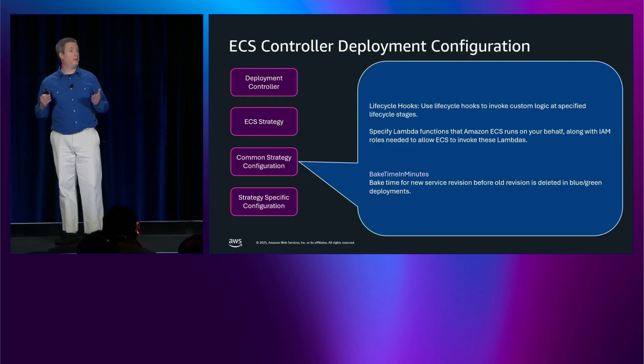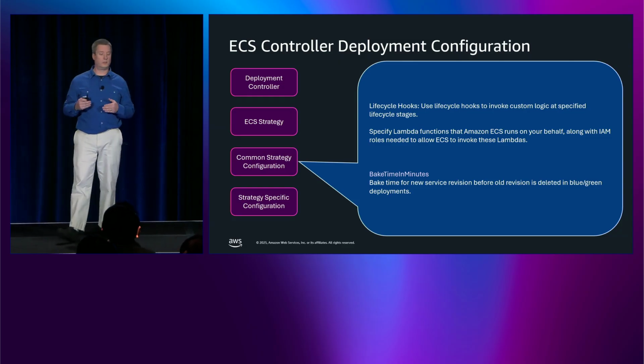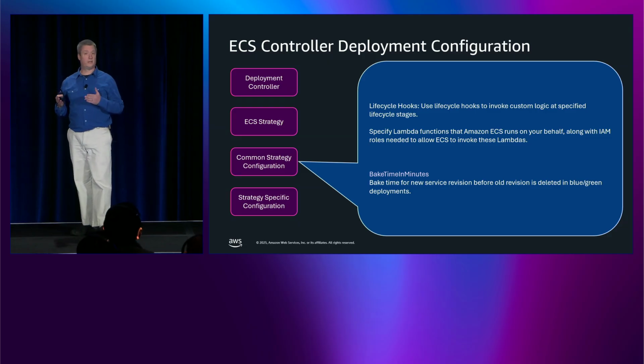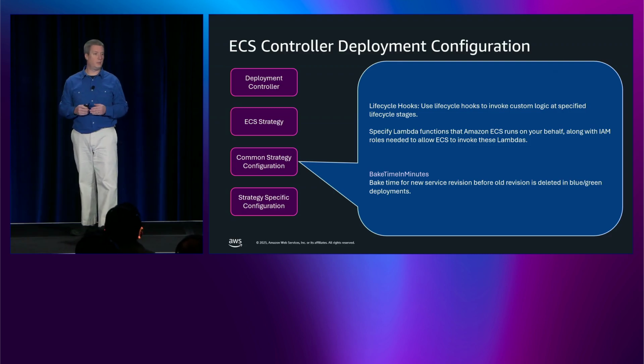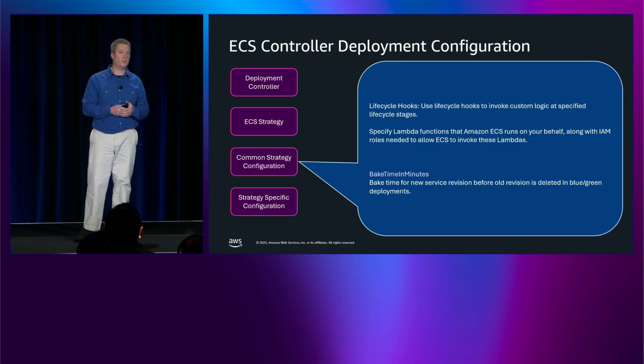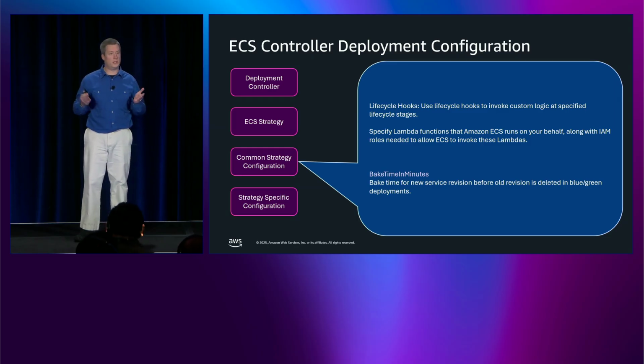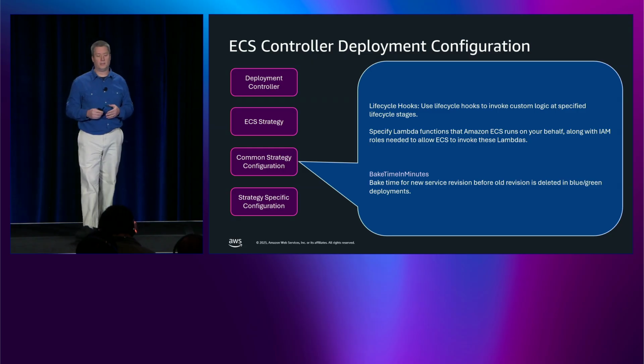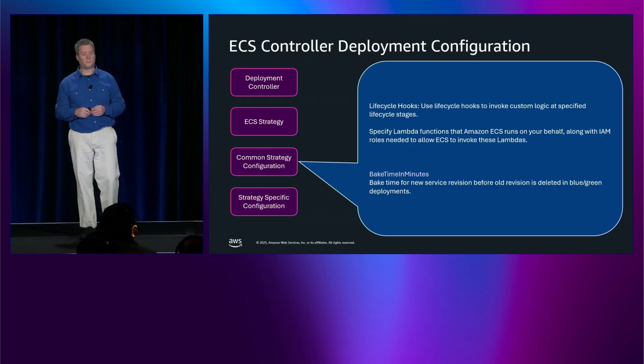Some of the common configuration that you have between all of the ECS strategies are lifecycle hooks. So this was something new that we added this year. And it's the ability for you to engage in the deployment process. You can define your lambdas of, hey, after you've scaled up my new tasks, I want to do something. I want to check something or whatever. You can also implement your own traffic shifting paradigm via lifecycle hook as well.